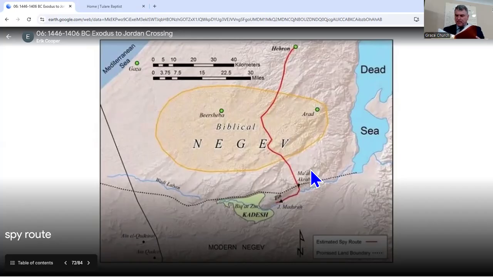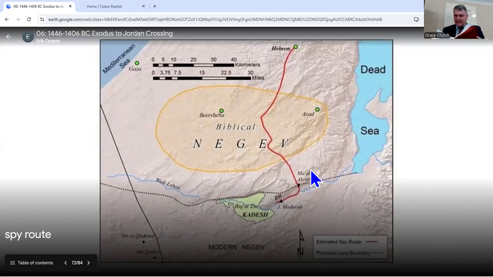From the tribe, let me go back. Verse 8, from the tribe of Ephraim, Hoshea the son of Nun. Verse 9, from the tribe of Benjamin, Palti the son of Raphu. From the tribe of Zebulun, Gaddiel the son of Sodi. From the tribe of Joseph, from the tribe of Manasseh, Gaddi the son of Susi.